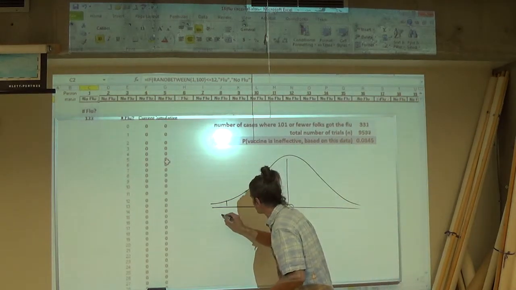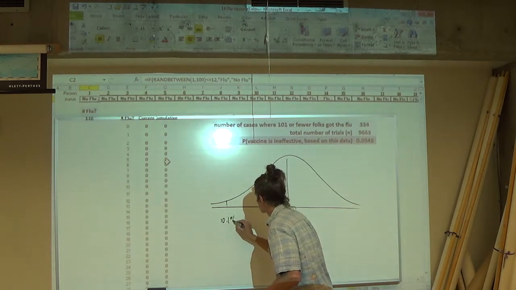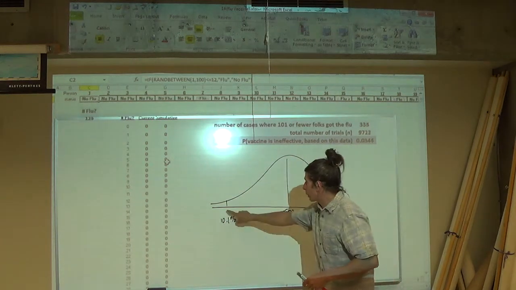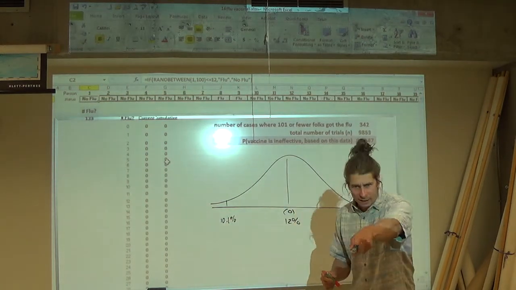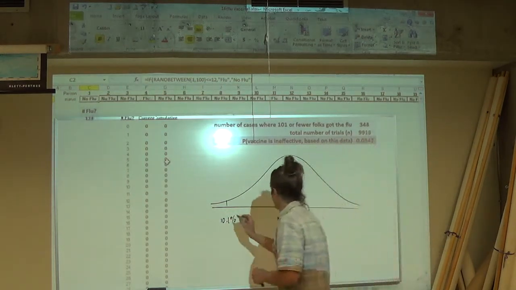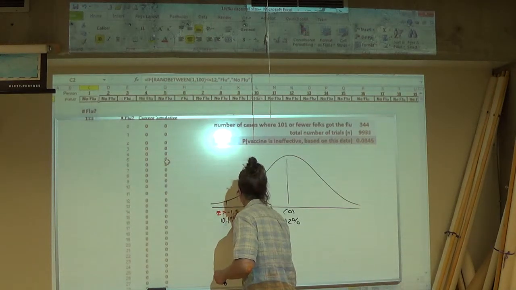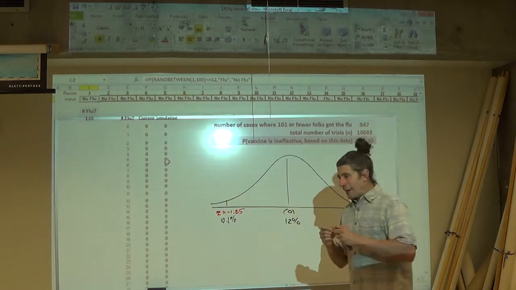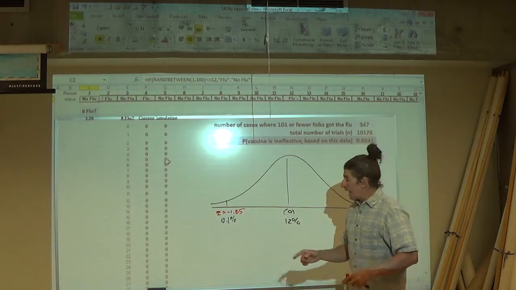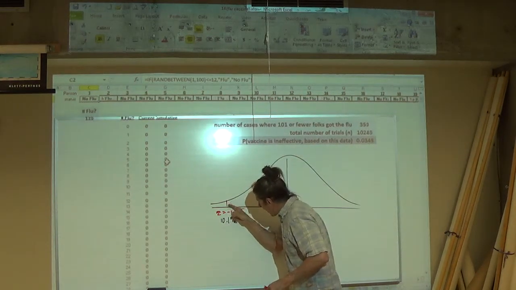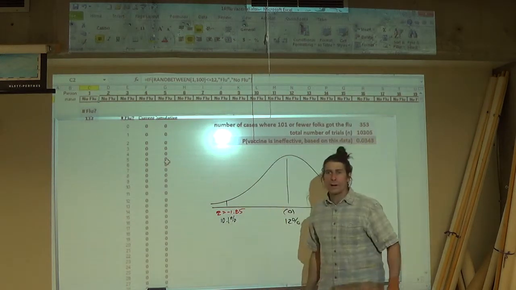So I'm going to put it down here, 10.1%. Now the question mark that goes right there is, what is that? Now we calculated that last week at negative 1.85. So we know that that z right there is negative 1.85. The thing is, what's the chance of landing exactly at negative 1.85?